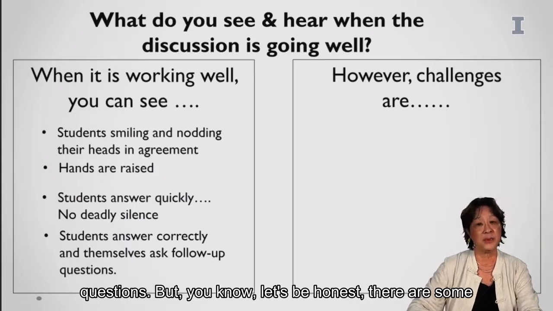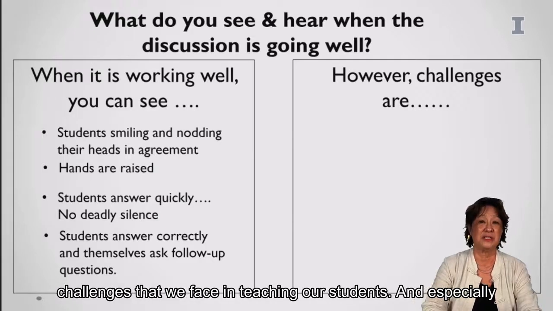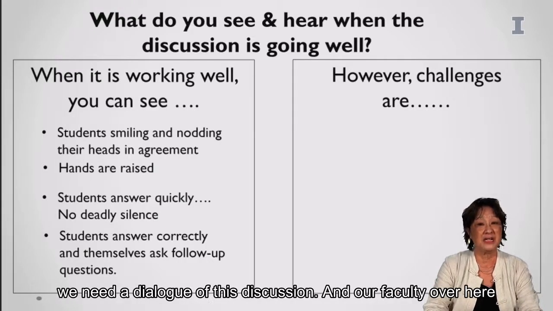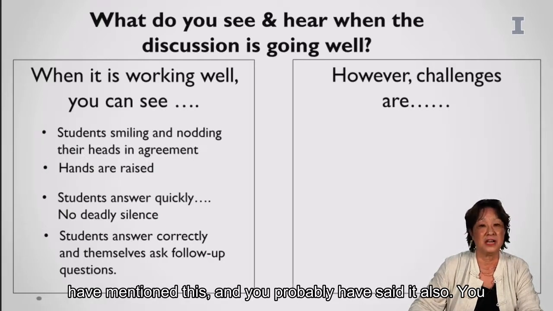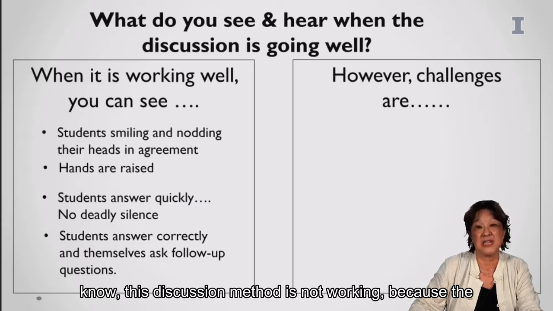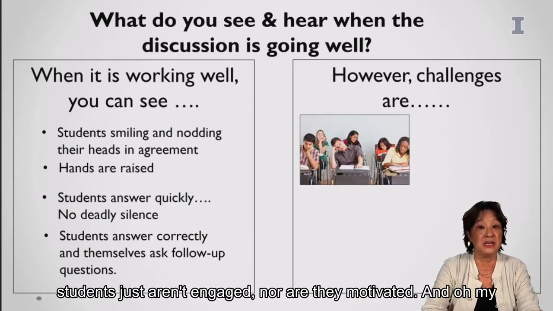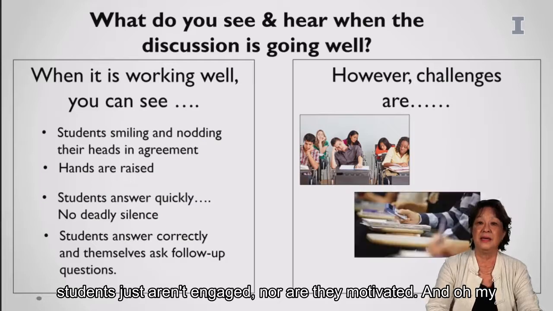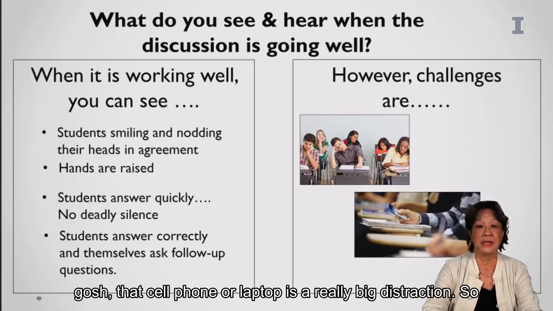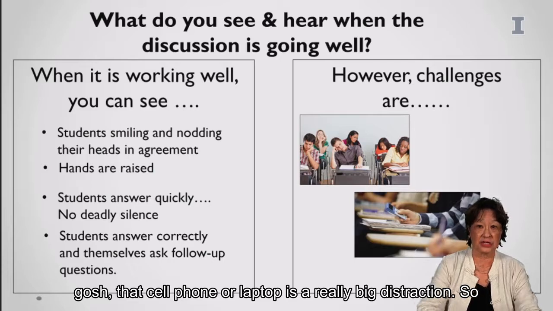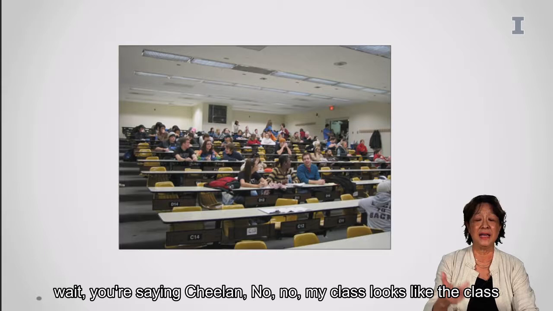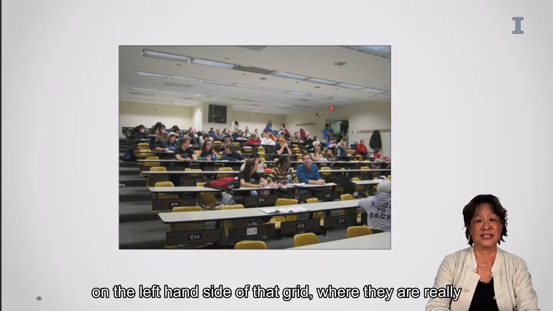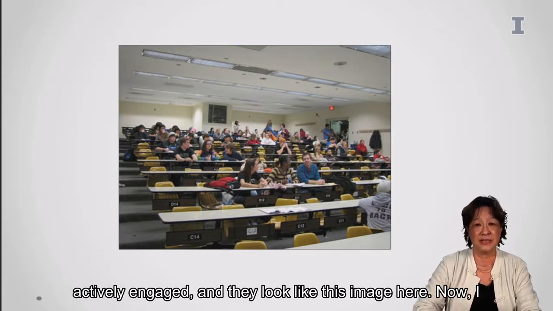But, you know, let's be honest. There are some challenges that we face in teaching our students, and especially if we need a dialogue of this discussion. And our faculty over here have mentioned this, and you probably have said it also. You know, this discussion method is not working because the students just aren't engaged. Are they motivated? And oh my gosh, that cell phone or laptop is a really big distraction. So wait a minute, you're saying, Cheelan, no. My class looks like the class on the left-hand side of that grid where they are really actively engaged, and they look like this image here.